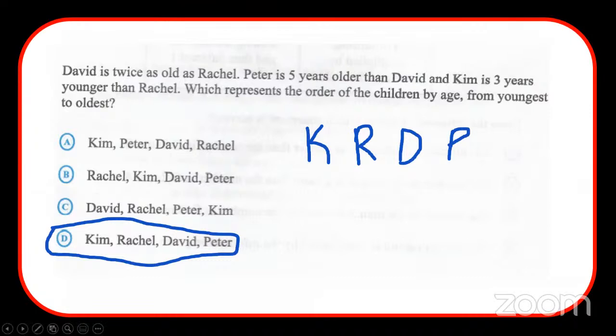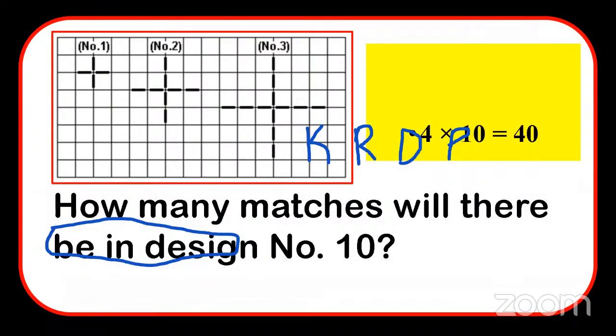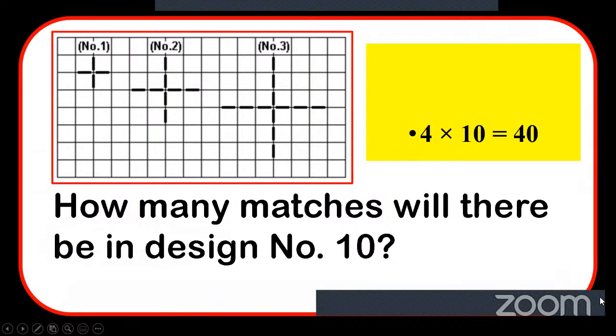Now, guys, this is the final question. Let me go ahead and clear here. That's the final question. So here it says, this is the picture showing at number one. So we have different designs. Design number one, we have this. This is design number two. This is design number three. And it asks, how many matches will there be in design number 10?